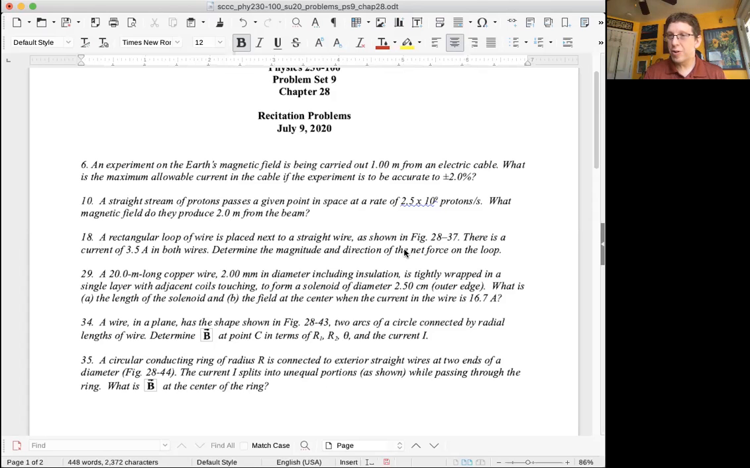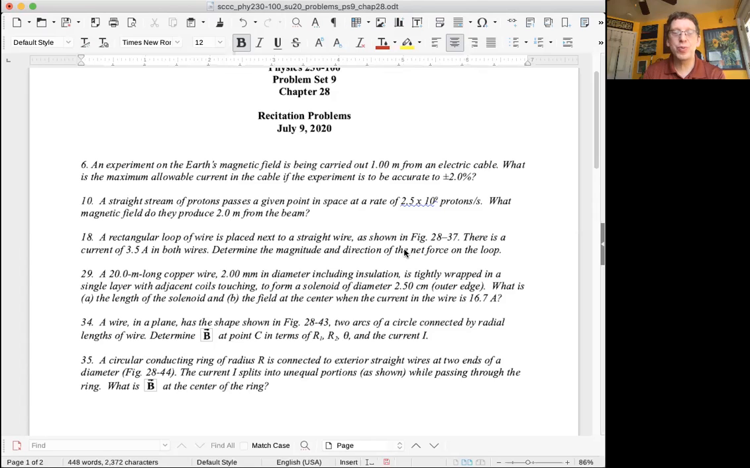So the horizontal segments on the rectangular loop, you should be able to figure out. The vertical segments, if you wanted to figure them out individually, that would require integration. But if you look at the problem, you'll realize you don't have to figure that out.